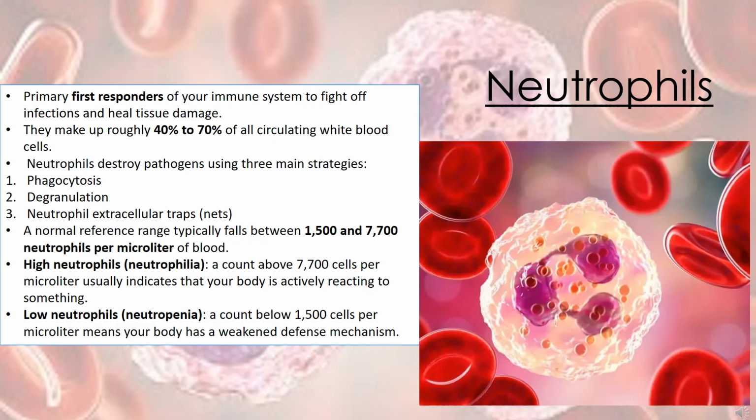Low neutrophils, neutropenia, a count below 1,500 cells per microliter, means your body has a weakened defense mechanism. This can happen due to viral infections, autoimmune conditions, bone marrow issues, or medical treatments like chemotherapy. Counts below 500 significantly elevate your risk for severe infections.